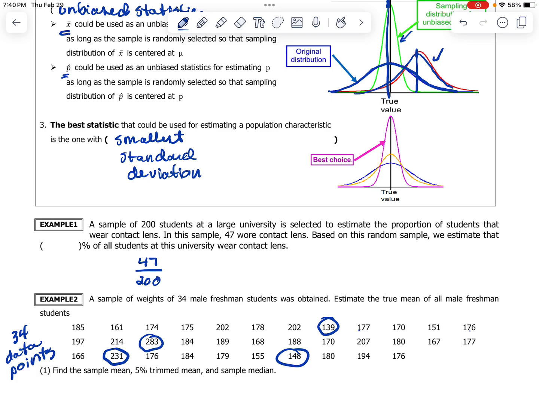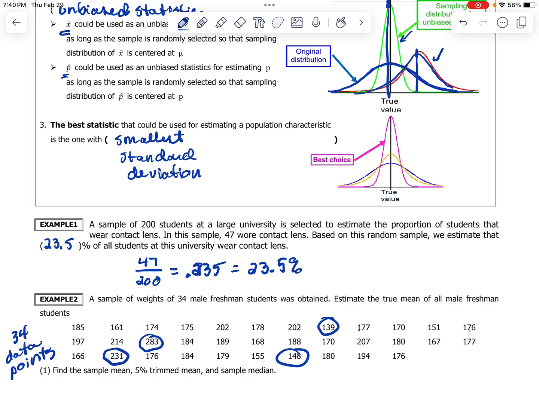So divide 47 on your calculator, divided by 200, and we get 0.235, or 23.5% of the population, we can assume, wear contact lenses.